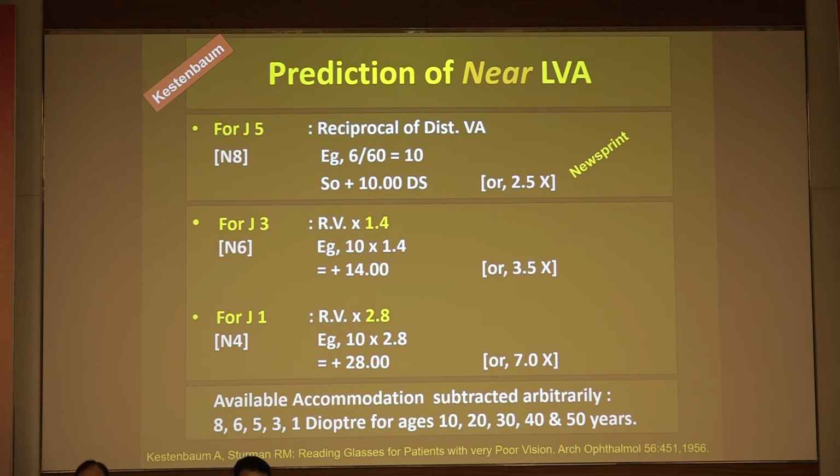But remember to deduct the available accommodation as per the line given at the bottom, which is for ages 10, 20, 30, 40 and 50 years. You have to deduct 8, 6, 5, 3 and 1 diopter from the calculated value. But remember, Kestenbaum's rule doesn't apply for all patients. Some patients who've got a central scotoma will require twice the amount of dioptric power that you have calculated by this rule. So this is a rough idea.